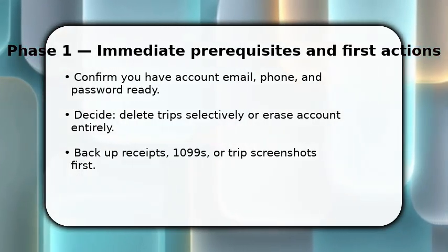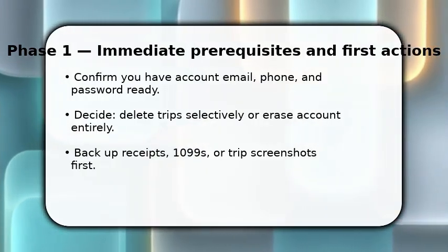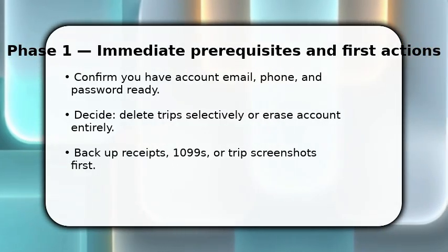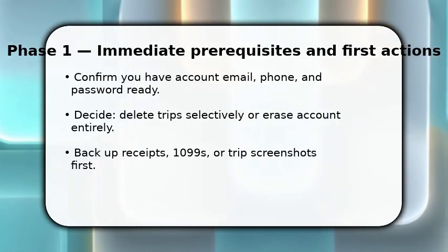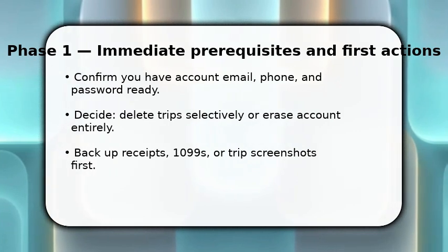Once done, screenshot or export any receipts or 1099s you need, because removal may be irreversible. Make sure to check linked services like Calendar or Google Maps for synced records. Now, locate the trip you want to remove to prepare for the next actions.